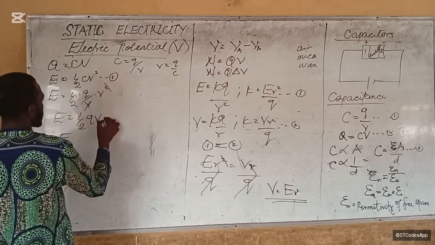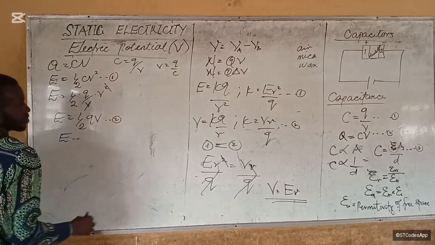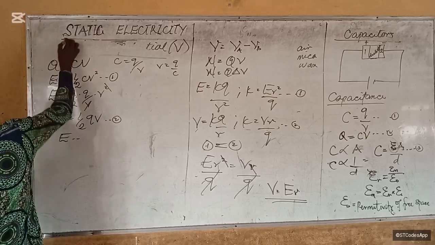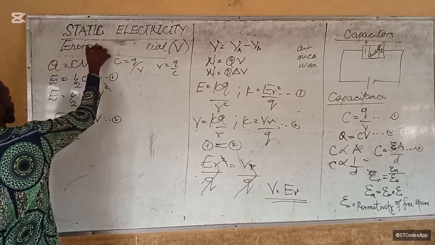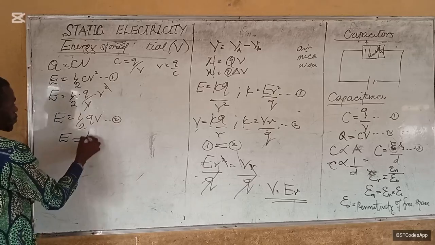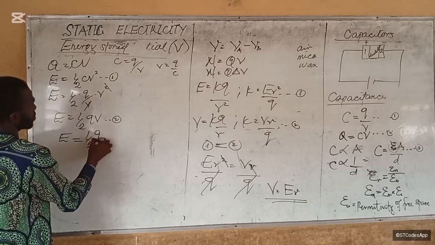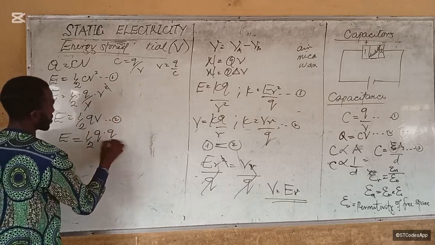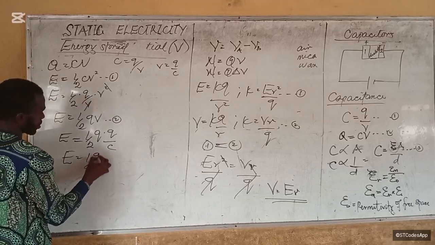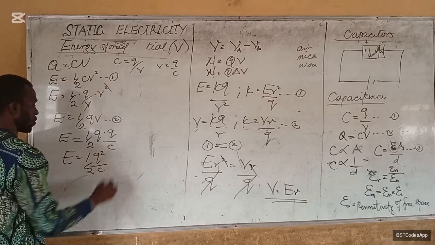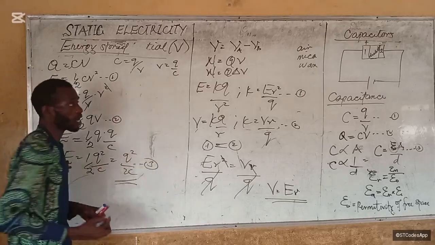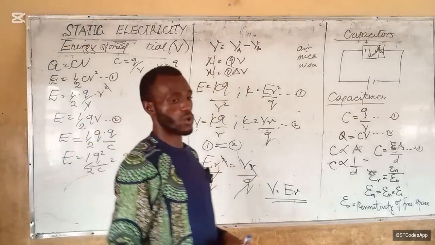So this is our equation 1, and this is equation 2 for energy stored. Okay, so E will be equal to 1 over 2 Q times Q over C. Is that okay? Q times Q is Q squared. So E is equal to 1 over 2 Q squared over C, or Q squared over 2C. That is equation 3. So these are all the equations that we need to solve questions.